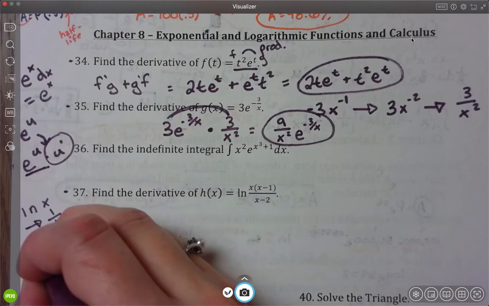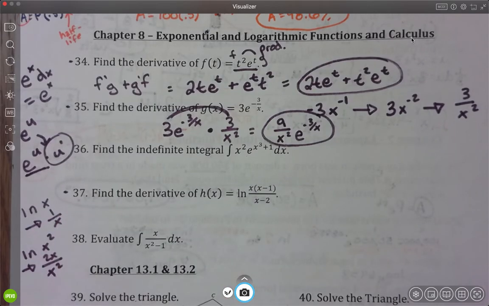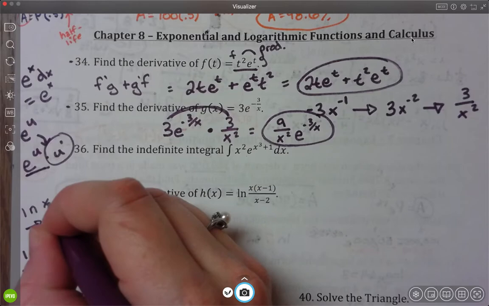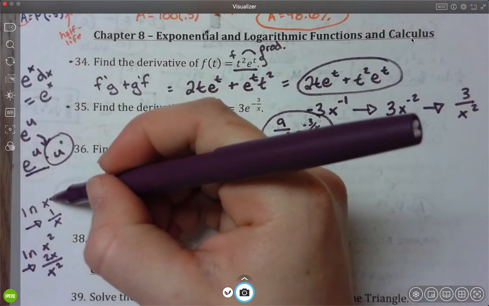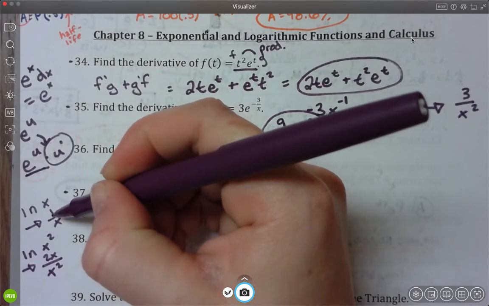So this would be 2x over x squared. Okay, which is kind of like what we did here. X stayed the same at the bottom, and then the derivative of x was just 1. So that's kind of how that rule works, okay?